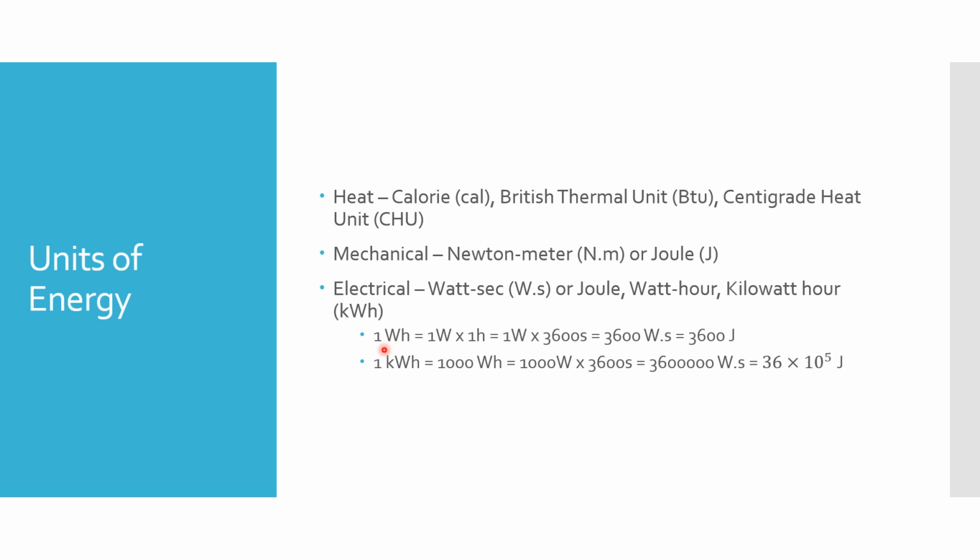So if you want to find out what is the relation between joules and 1 kilowatt hour, 1 kilowatt hour has 1000 watt hours. So you can simply multiply this derivation with 1000 to get 36 into 10 power 5 joules, or you can also verify it by performing the derivation as such.